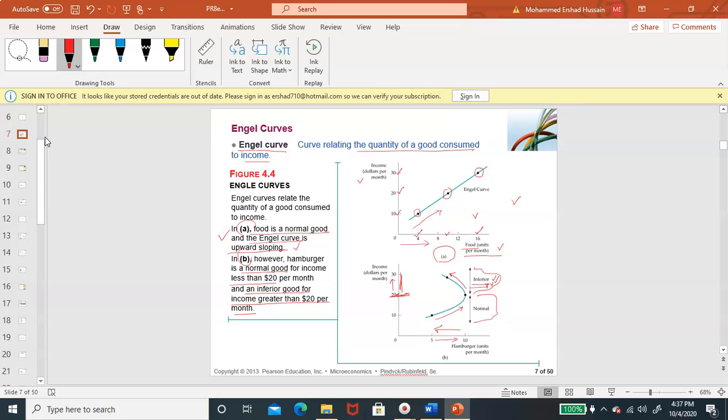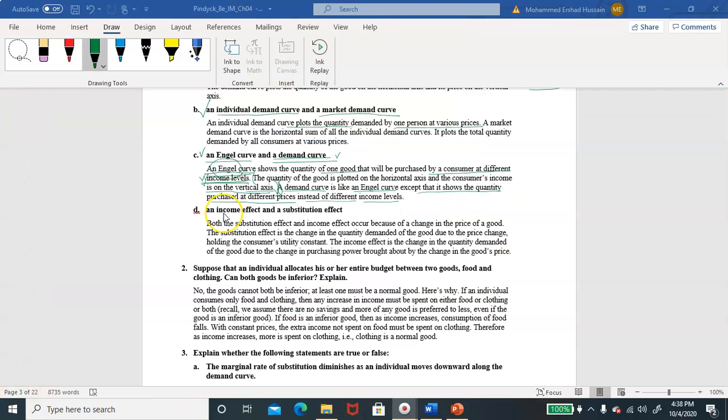So that is why. So now in part D, they are asking us what is the difference between an income effect of a price change and a substitution effect of a price change. Both the substitution effect and income effect occur because of a change in the price of a good. Now, the substitution effect is the change in the quantity demanded of the good due to the price change, holding consumers' utility constant. See that? So we will keep the level of utility of the consumer constant, so he will have the same utility before and after the price change.